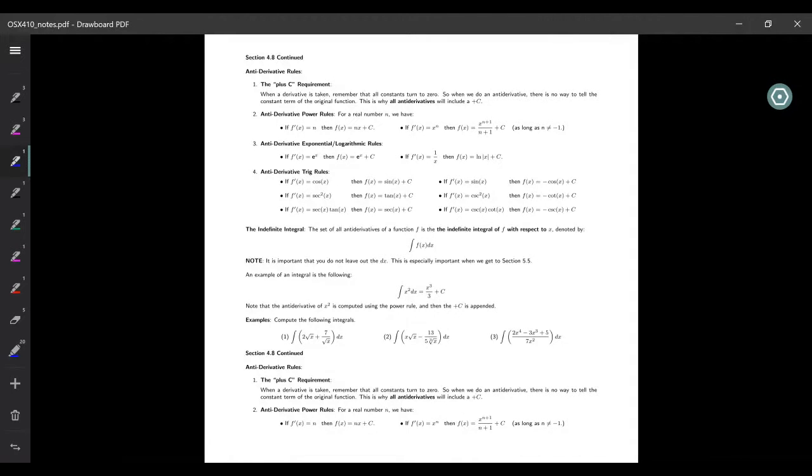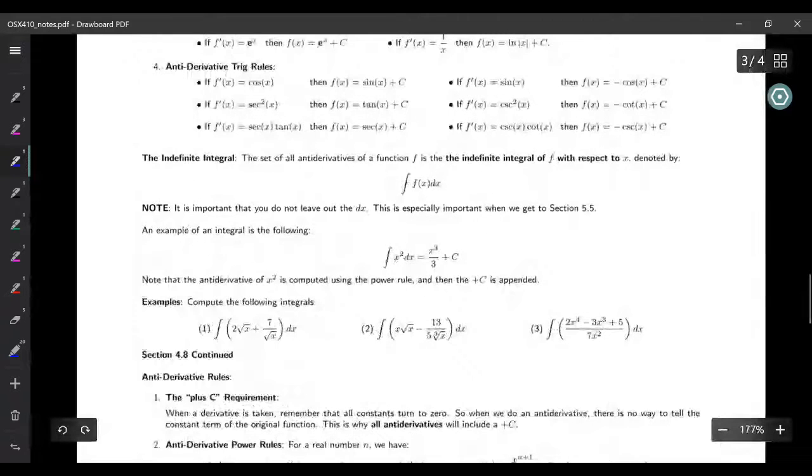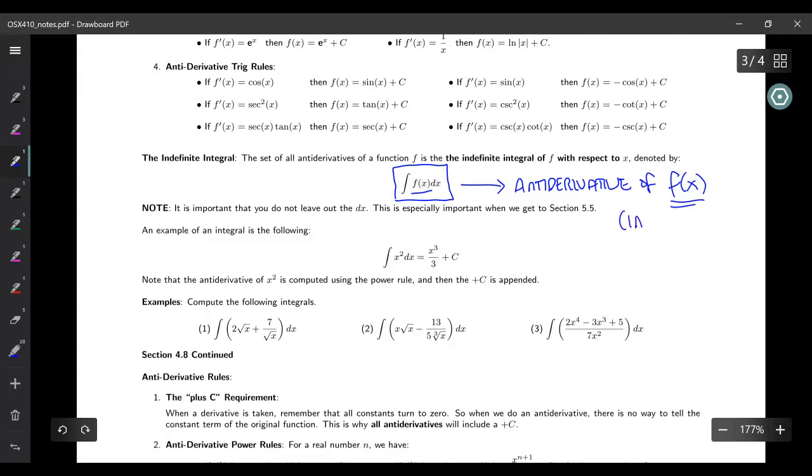Okay, so the next concept we're going to talk about is an indefinite integral, or just an integral. This just says that we're going to take the antiderivative of this function, f of x, which is called the integrand. The integrand is whatever's inside the integral.